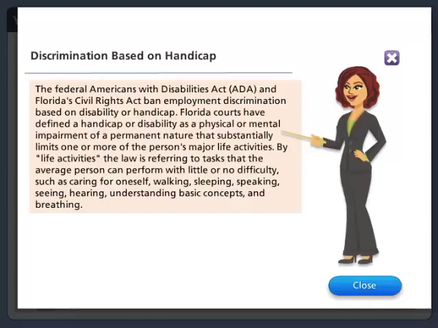Discrimination based on handicap. The Federal Americans with Disabilities Act, ADA, and Florida's Civil Rights Act ban employment discrimination based on disability or handicap. Florida courts have defined a handicap or disability as a physical or mental impairment of a permanent nature that substantially limits one or more of the person's major life activities. By life activities, the law is referring to tasks that the average person can perform with little or no difficulty, such as caring for oneself, walking, sleeping, speaking, seeing, hearing, understanding basic concepts, and breathing.